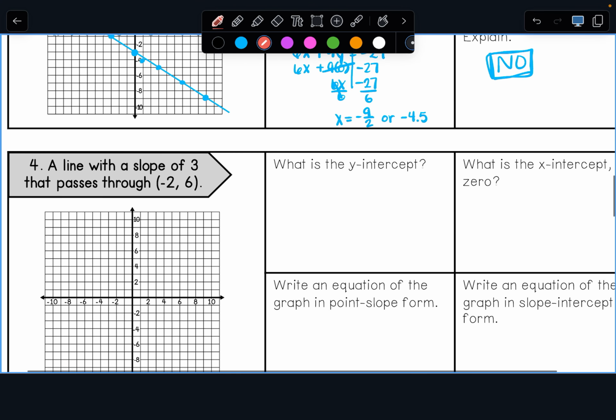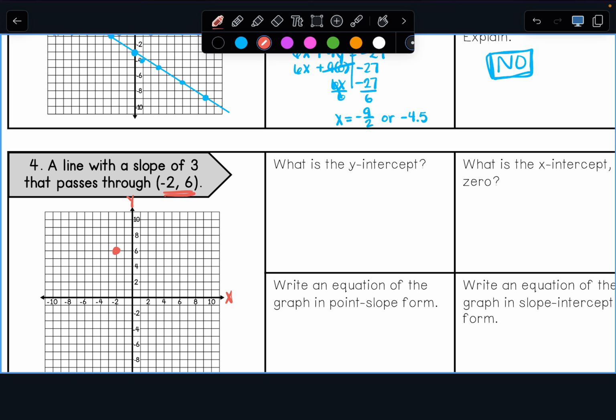Number 4 is telling you, they're not giving us an equation, but they're telling us how to graph it. A line with a slope of 3 that passes through -2, 6. So the first thing we're going to do to graph this is graph the point -2, 6.